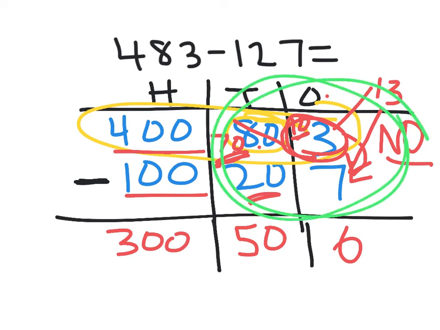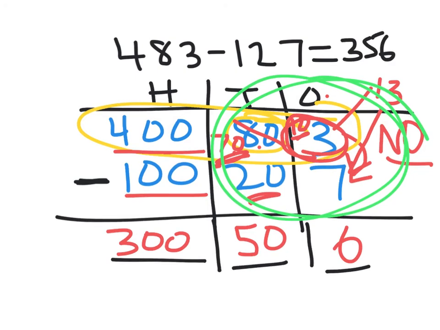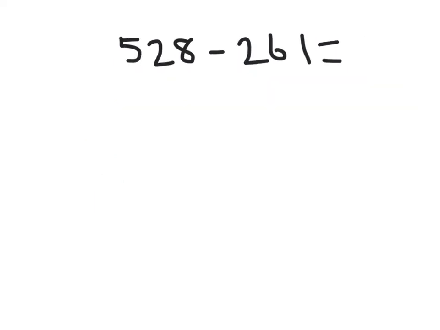This was the regrouping. So our final answer is 356. Well, that looks like an S, not a 5. Okay, there. So that's the regrouping. Ay, ay, ay, it's kind of hard. Okay, let's do another one.